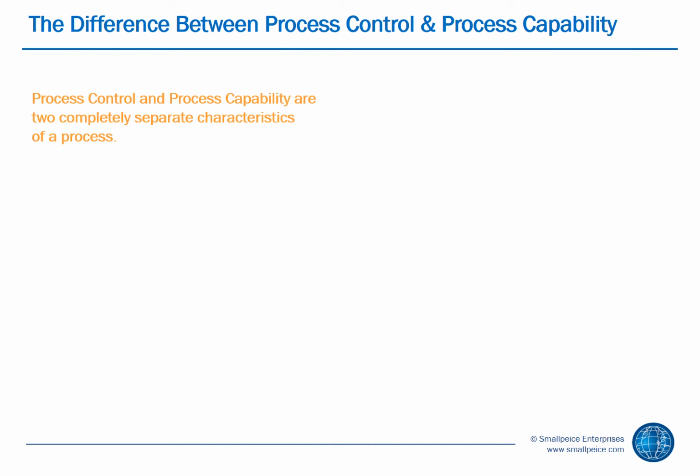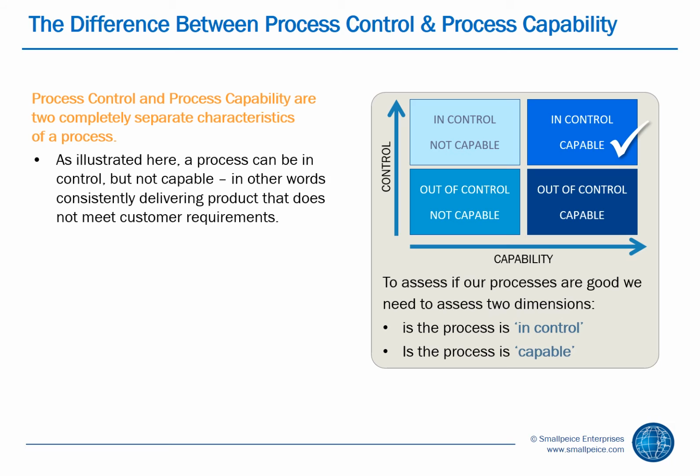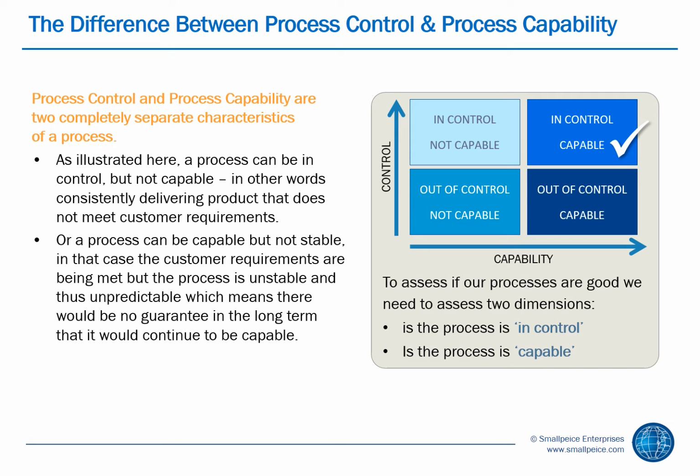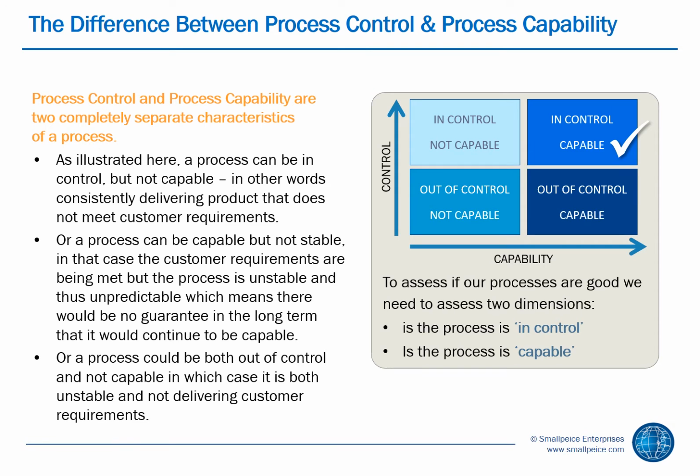It's important to understand that process control and process capability are two completely separate characteristics of a process. As illustrated here in the diagram, you can see that a process can be in control but not capable. In other words, it's consistently delivering something that does not meet the customer requirements. Or you can have a process that is meeting the customer requirements, it's capable, but it is not in control, it's not stable. Or indeed, you can have a process that is both out of control and not capable, in which case, that's an obvious starting point for improvement.